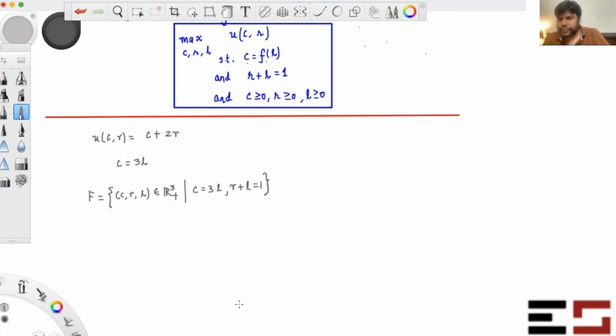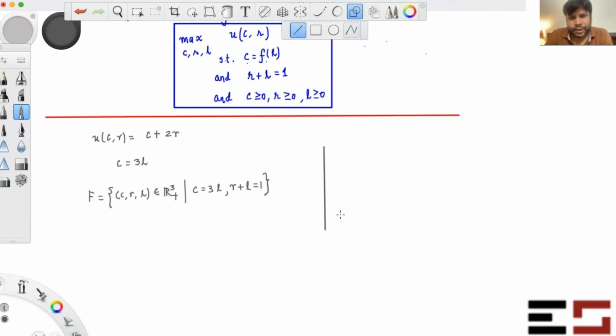Is that okay? Fine. These are all feasible allocations. So let's represent them in a picture. Okay. So this is how we can do it. So this is actually kind of an interesting way to do it. I'm sure you'll like it. So let's just do it.